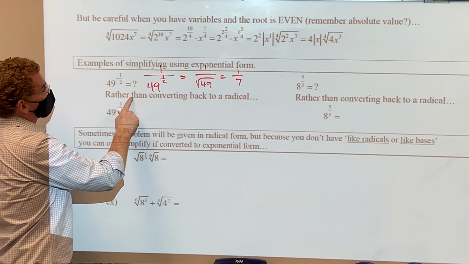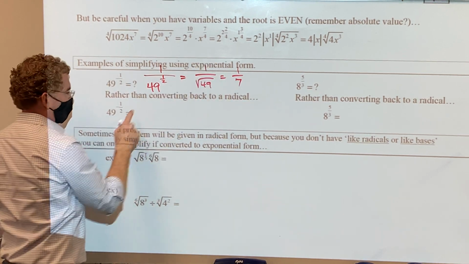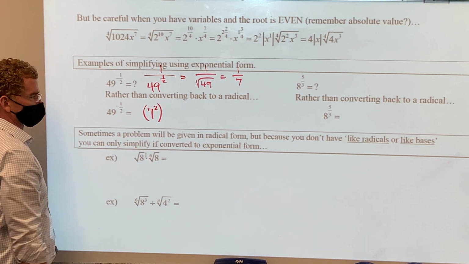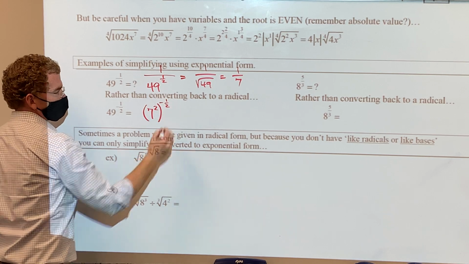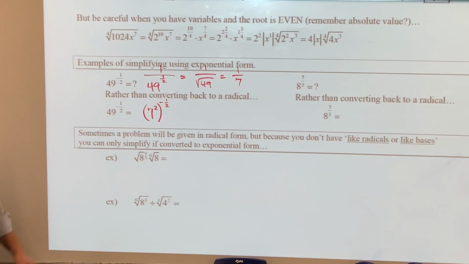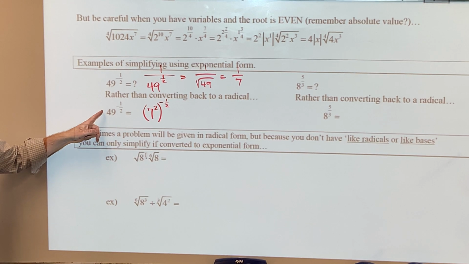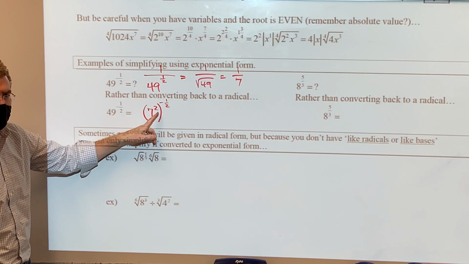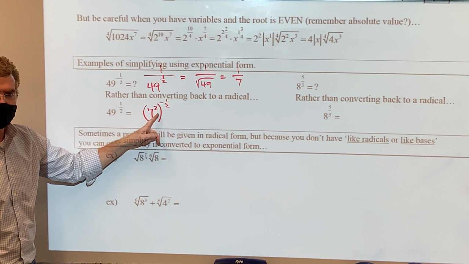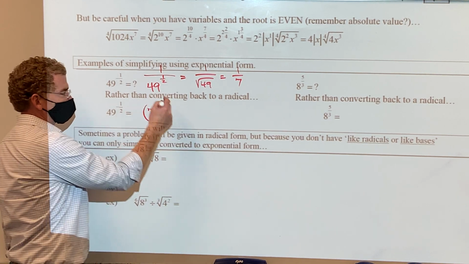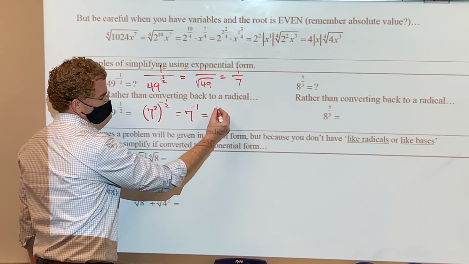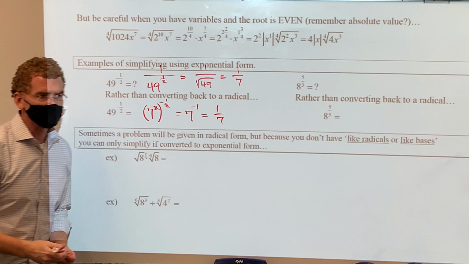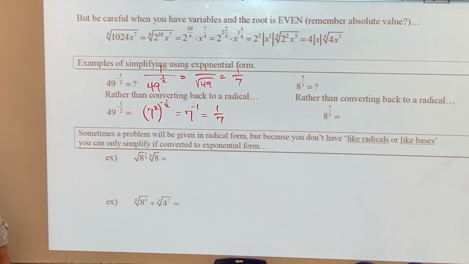But rather than converting it or simplifying it using radicals, I could have written 49 as what? Are you kind of tracking with me? Actually, I kind of did these backwards. I converted this to a radical. But with this in mind, changing the 49 to 7 squared, what's the rule on power to a power? You multiply. What's 2 times a negative 1/2? Negative 1, sorry. So 7 to the negative 1. So 1 over 7. Two entirely different ways of going about this.